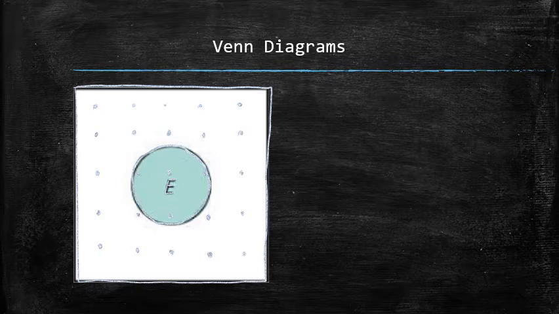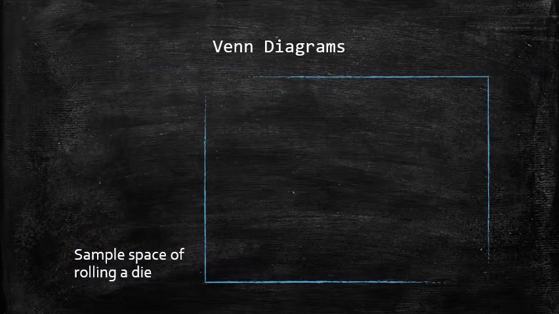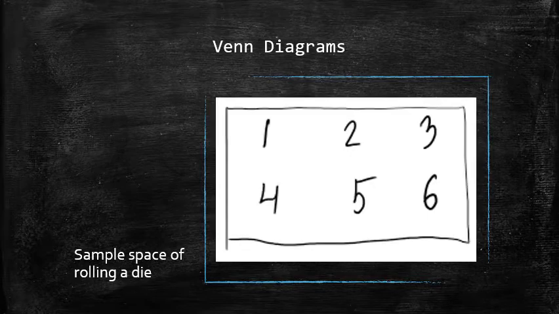Each Venn diagram has the following properties. The entire box represents the sample space. The area of the region represents the probability of the event. And the area of the entire box as a result is equal to 1. This is what the Venn diagram of the sample space for rolling a die looks like.